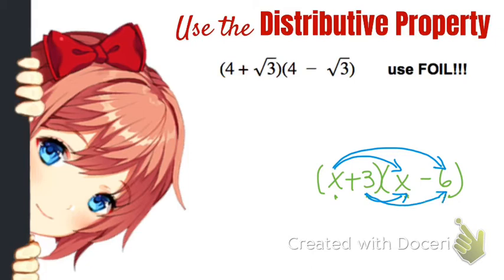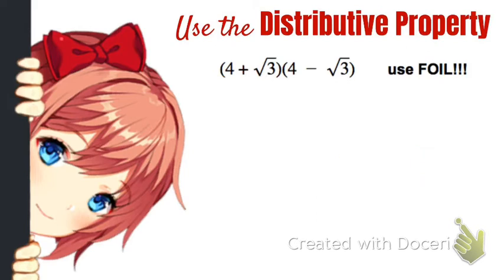Or you can think of it as you're multiplying x by each of the numbers inside the other set of parentheses, and then you're multiplying positive 3 by each number inside the other set of parentheses. So this is the same for these as well, except then we need to simplify, and we have to deal with our radicals to see if anything can be pulled out from underneath them.